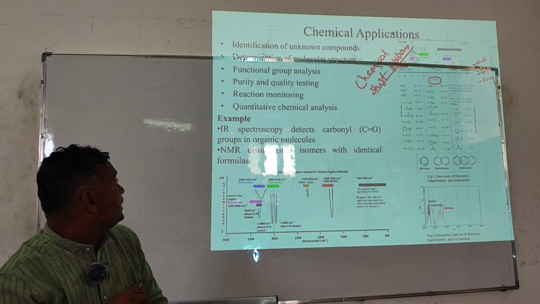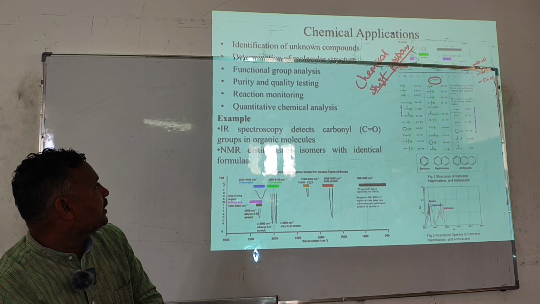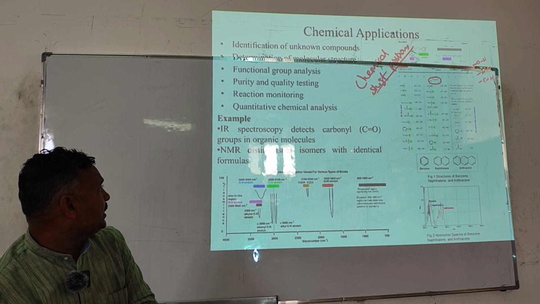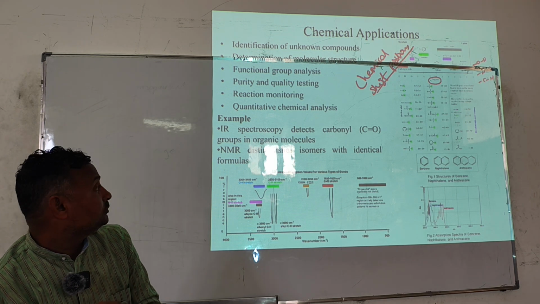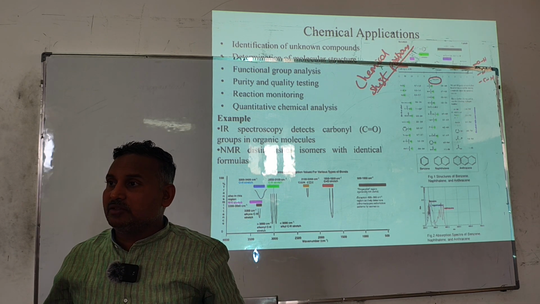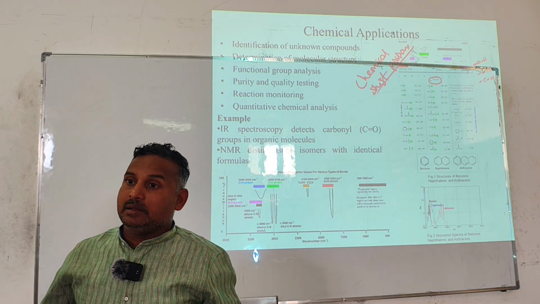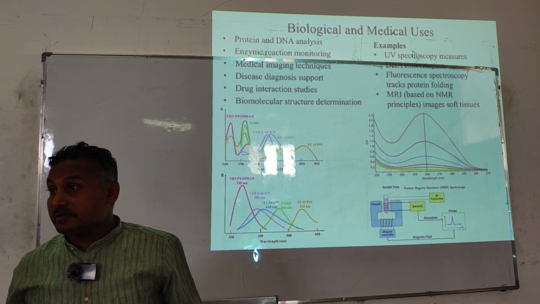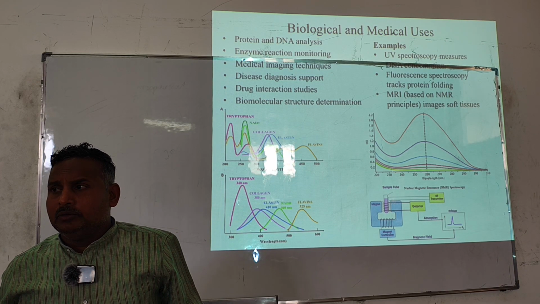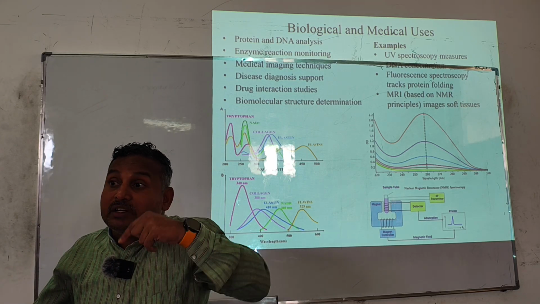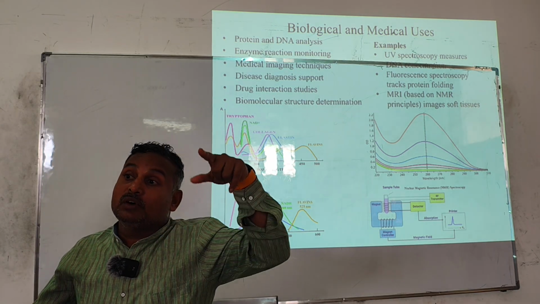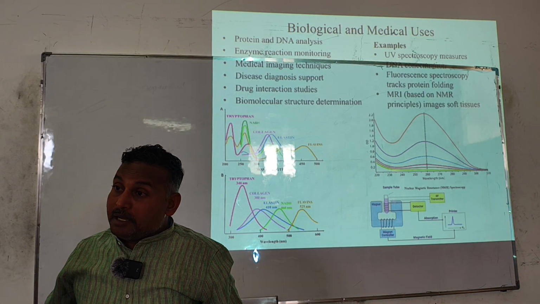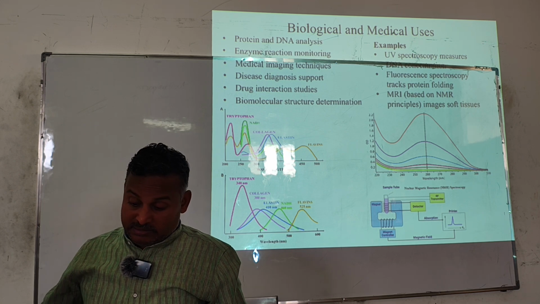So, you can see examples. IR spectroscopy detects carbonyl groups in organic molecules. NMR, as an example I kept, distinguishes isomers with identical formula. Same formula but different isomers can also be distinguished using NMR spectroscopy. And we have biological and medical uses. These techniques are not only useful for chemists, but also for biologists and medical practitioners. For them also it is needed.